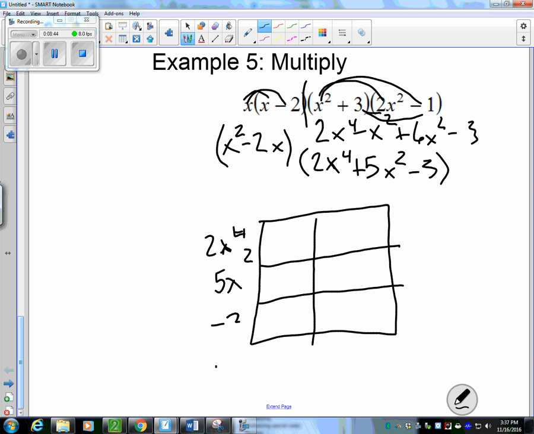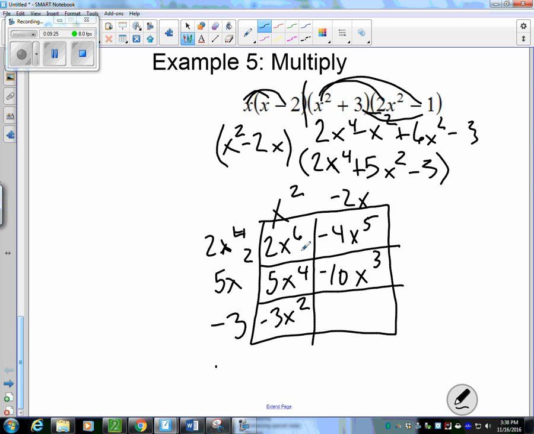And now up here we have x squared and negative 2x. So 2x to the 4th, sorry, times x squared is 2x to the 6th. 2x to the 4th times negative 2x is negative 4x to the 5th. 5x squared times x squared is 5x to the 4th. 5x squared times negative 2x is negative 10x to the 3rd. Negative 3 times x squared is negative 3x squared. Negative 3 times negative 2x is positive 6x.